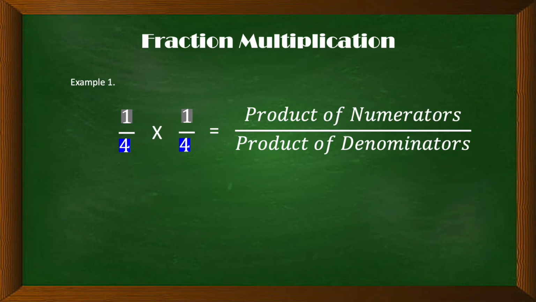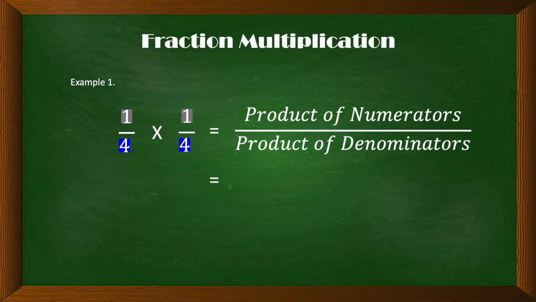Multiplying fractions is one of the simplest operations you can do with fractions if you follow this simple procedure. Let's look at this example right here, which is 1/4 times 1/4 equals. The numerator of the resulting fraction would be the product of numerators, and the denominator of the resulting fraction would be the product of denominators.